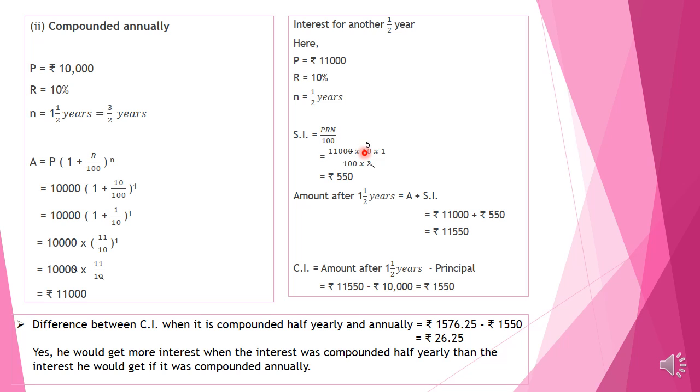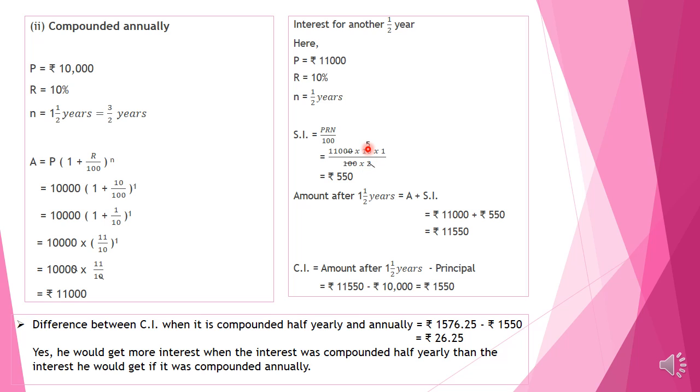So when n is half year, that 1 we write on the numerator side and 2 we write on the denominator side, and we have this 100 in the denominator side. So children, we have to do the simplification. The 2 zeros of hundred get cut with the 2 zeros of 11,000, and 2 and 10 we can cut by 2, and here we get 5.